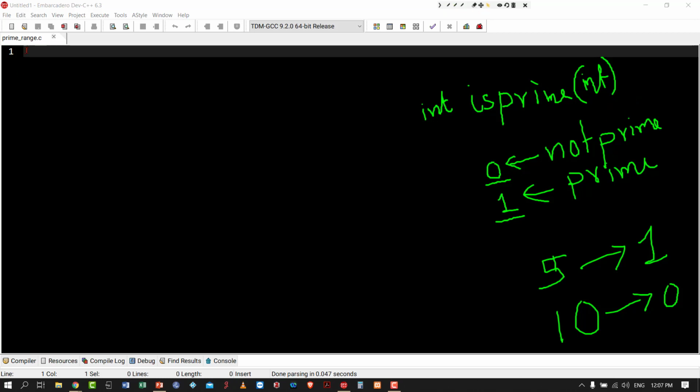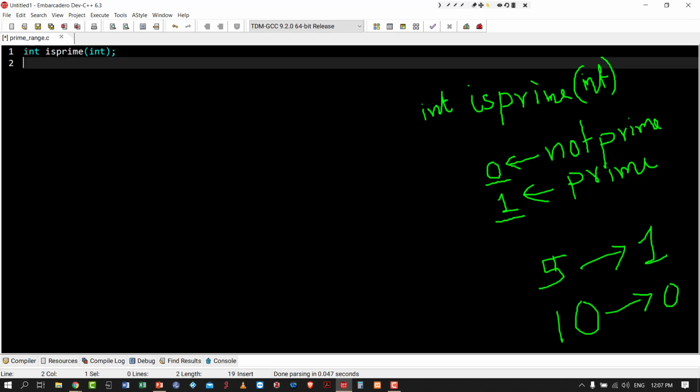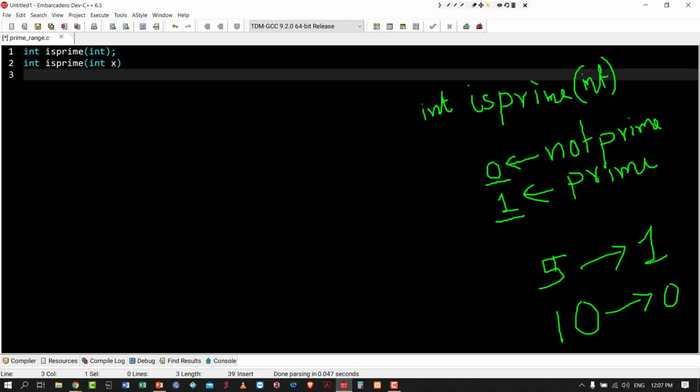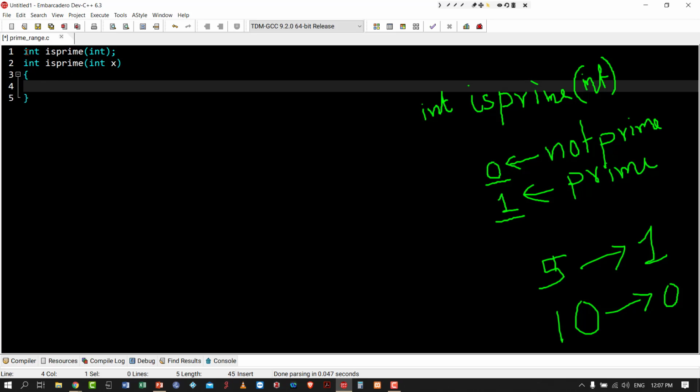Listen carefully. First I am going to write the function declaration: int isPrime. I have only one argument, so I am writing only one int. Put a semicolon. So function declaration is over. Next I am going to write the function definition. We all know function definition has two parts, function header and function body. First I am going to write the function header: int isPrime(int x). Here x is the formal parameter.